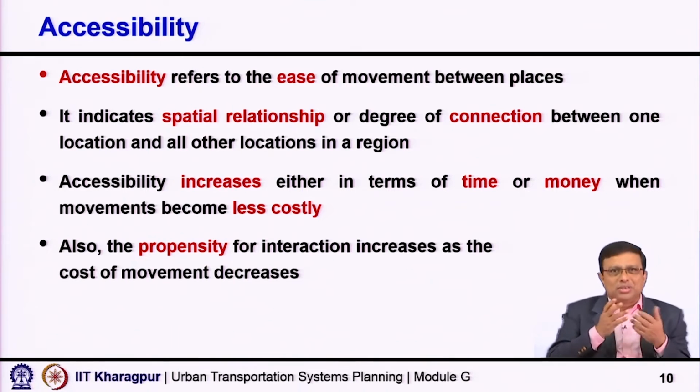Also, once the accessibility improves, the propensity of interaction increases as the cost of movement decreases. Again I said the cost may be the actual cost, or the cost may be the travel time, the direct cost of travel, the bus fare, it could mean anything. Cost is generally a deterrence. So, what we are saying is that deterrence decreases, the distance, the time reduces, cost reduces. So, naturally the propensity of interaction improves between that zone and all other zones in that study region.